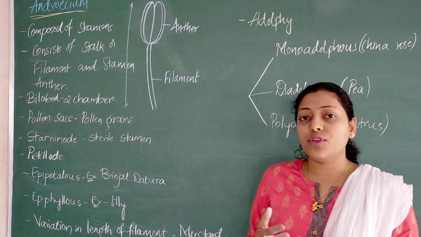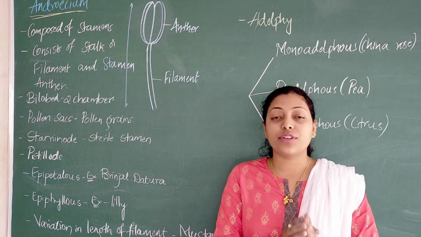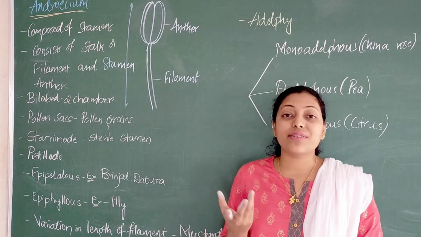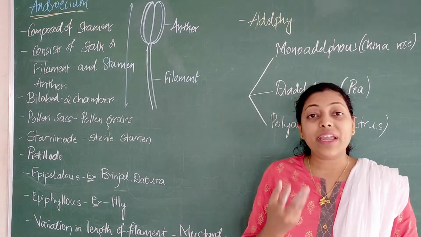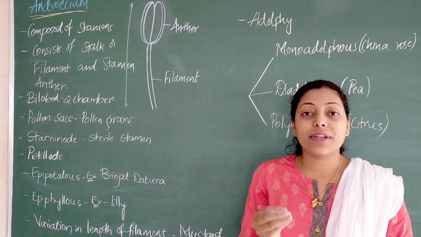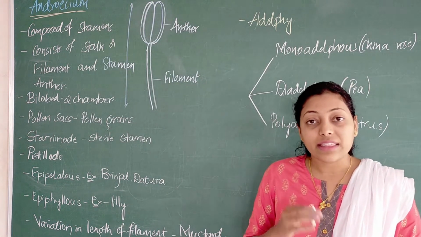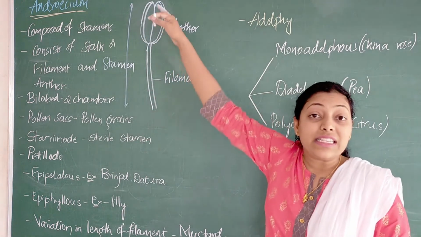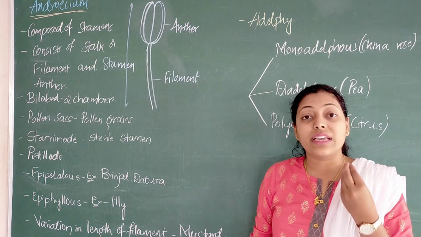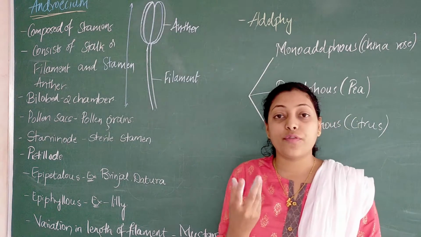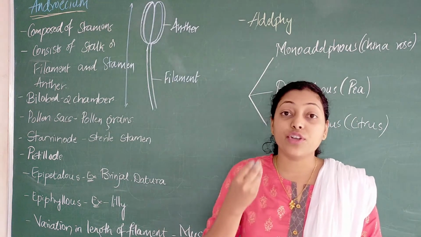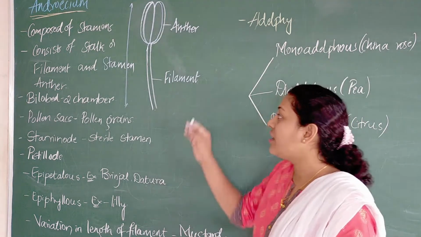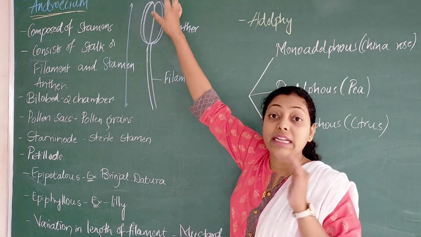So, androecium, you all know that it is a male reproductive structure which is present in a flower, right? Androecia are nothing but the male reproductive structures present in a flower, okay? And these androecia typically consist of structures called stamens, right? Those units of male reproductive structures are called stamens. So stamens consist of 2 different parts in turn, okay?